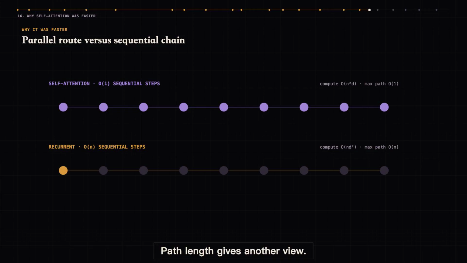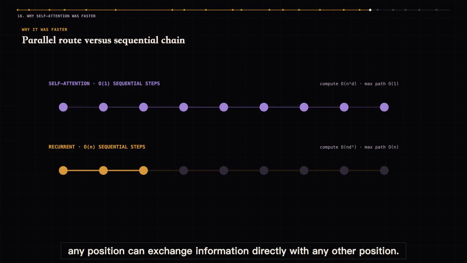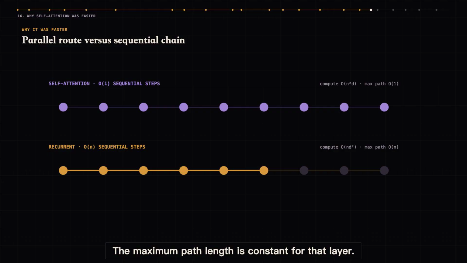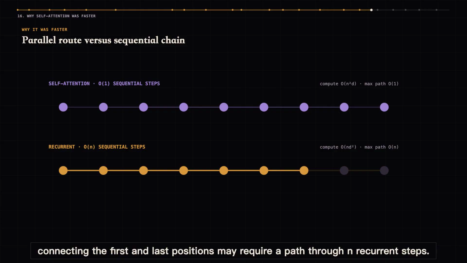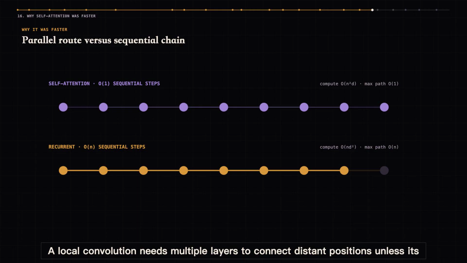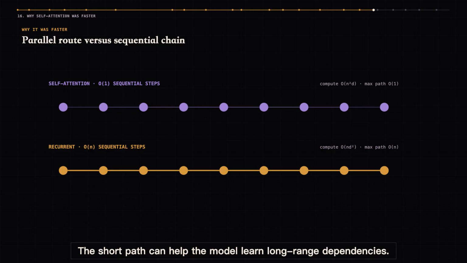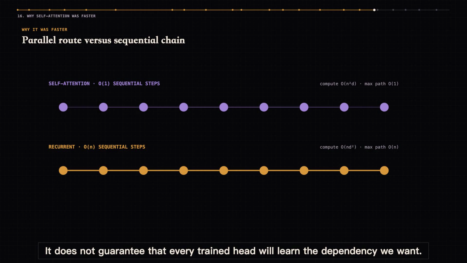Path length gives another view. In one self-attention layer, any position can exchange information directly with any other position. The maximum path length is constant for that layer. In a recurrent layer, connecting the first and last positions may require a path through n recurrent steps. A local convolution needs multiple layers to connect distant positions unless its kernel covers the full sequence. The short path can help the model learn long-range dependencies. It does not guarantee that every trained head will learn the dependency we want.